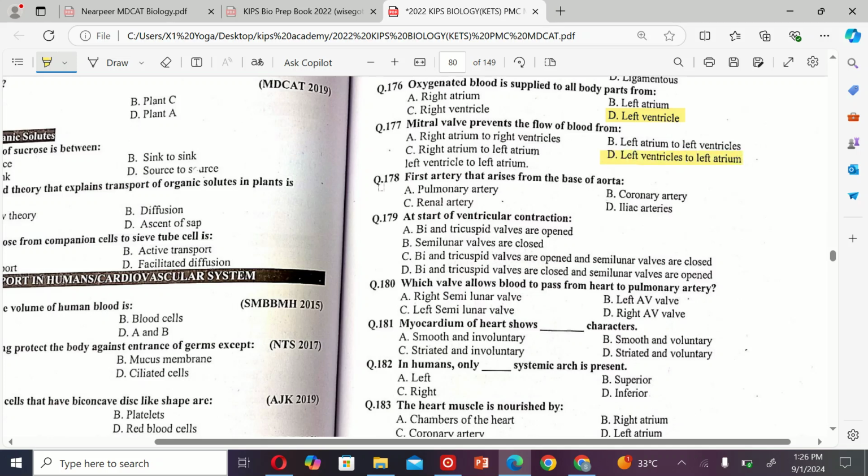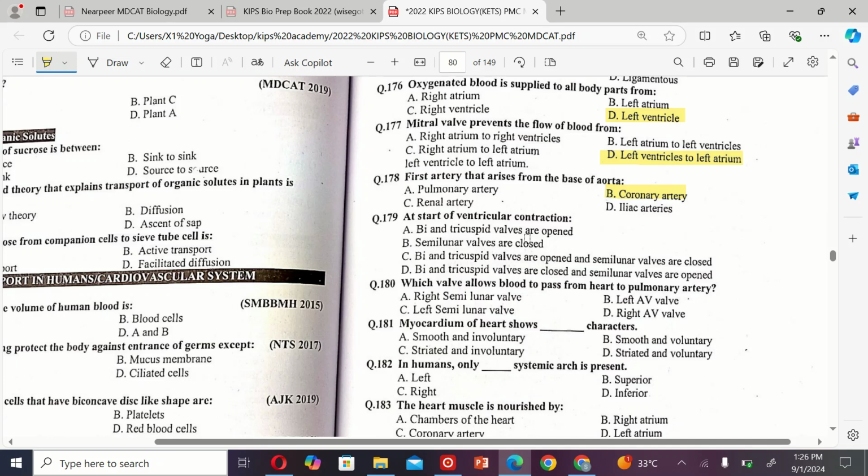The next MCQ is: first artery that arises from the base of aorta. A. Pulmonary artery, B. Coronary artery, C. Renal artery, and D. Iliac artery. So the correct option is B. Coronary artery.